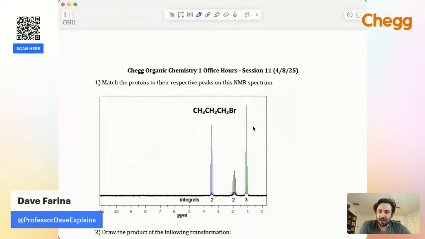The second bit of information is the integration. That's how tall the peak is. More literally, it's the area under the peak, just like integration in calculus. But we can also just think of it as how big the peak is, how tall it is. And then the third would be the splitting pattern. You can see that these peaks are split up into groups of smaller peaks. This one looks like 3 little peaks, this is like 4 or 5, this is another 3. Those are the 3 criteria that we're looking at: chemical shift, integration, and splitting patterns.